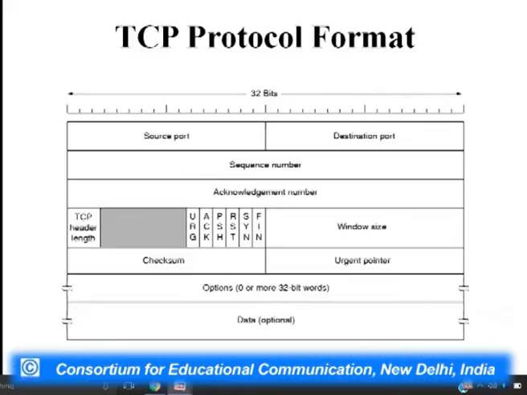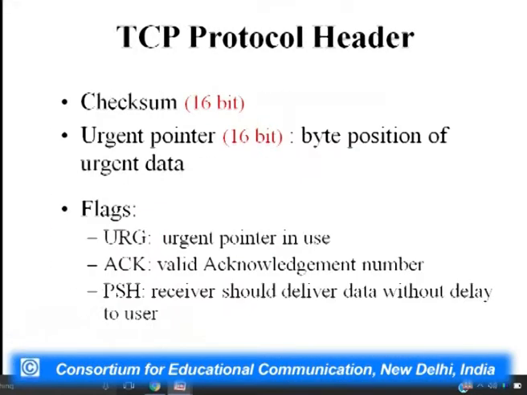Now look at the 6 flags we talked about. The 6 flags are in this figure: URG, that is the urgent pointer, then you have ACK, PSH, RST, SYN, and FIN. What does each flag mean now? URG refers to the use of the urgent pointer. If the flag value is 1, that means the segment contains urgent data, so it should be delivered urgently. If this is 0, that means there is no urgent data in this.